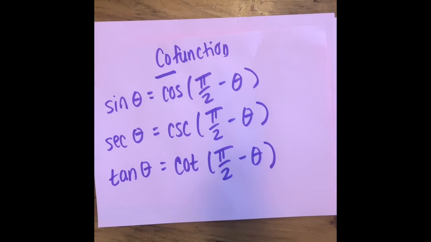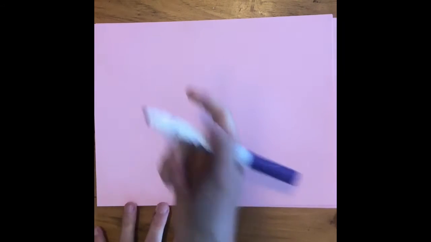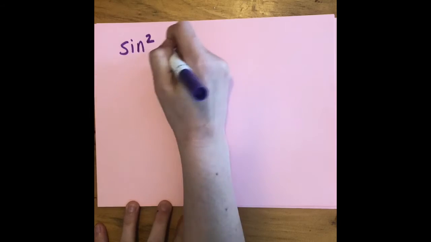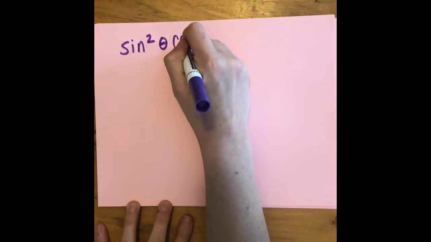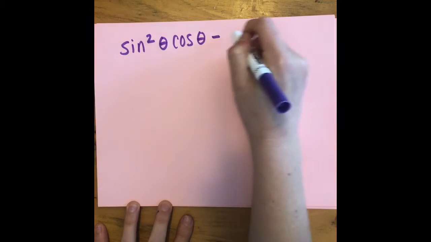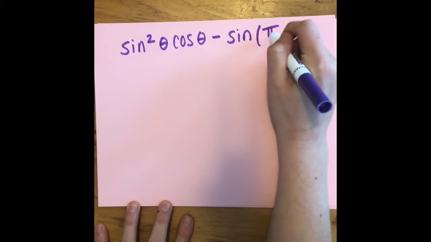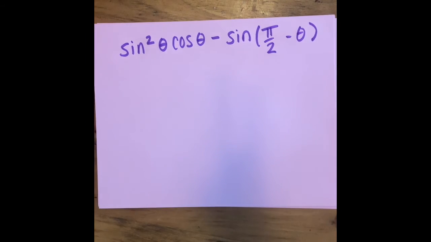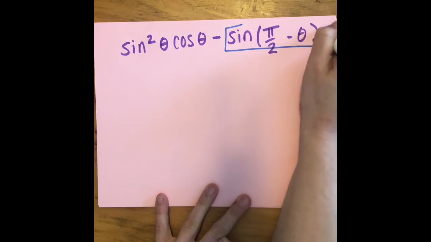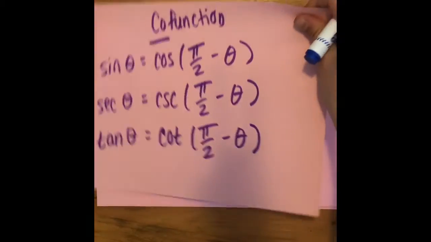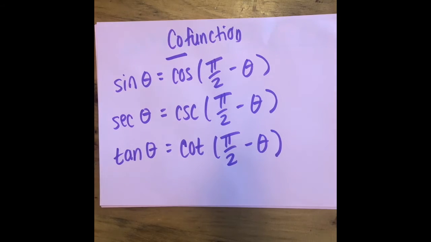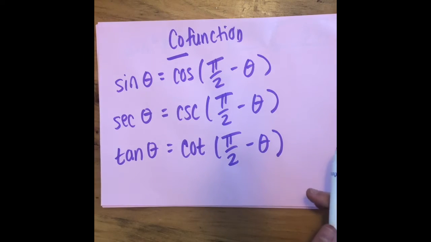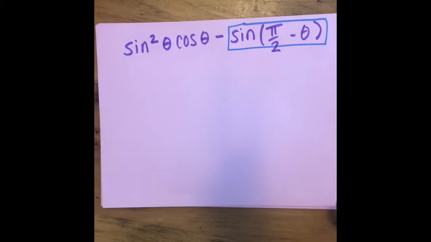All right, I have my identities. So let's take a look at the first problem. We have sine squared theta cosine theta minus sine of pi over 2 minus theta. Right away, we know we're going to use the cofunction identity because we see this, right? Even though I didn't write them all down, they're essentially the same thing. We're using our cofunction identities because we have that piece in our problem. So that's what I'm gonna do first.